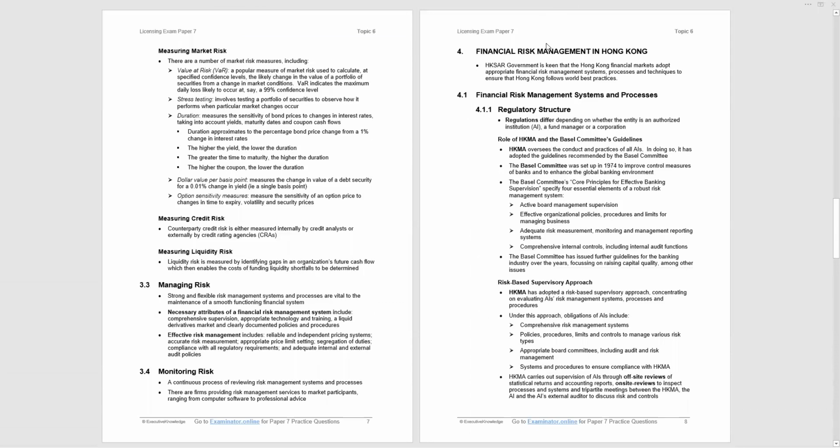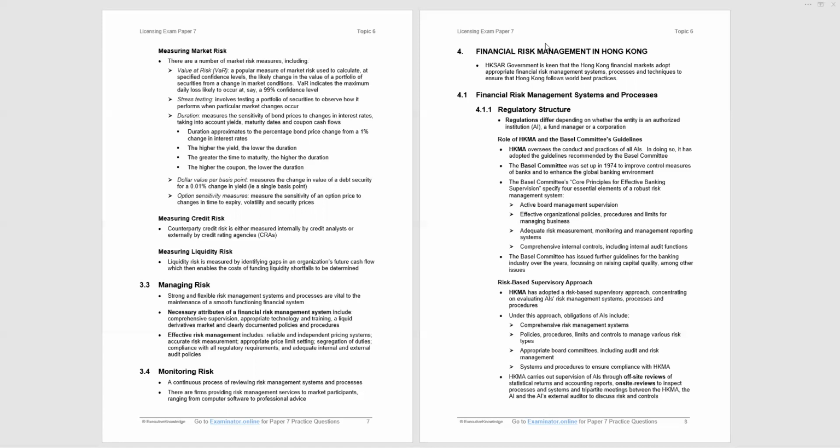So, measuring market risk. There are a number of market risk measures. Be aware of these. We have value at risk, stress testing, duration, dollar value per basis point, and option sensitivity measures. Now, we provided the notes on each of these. The one that I'll just spend a bit of time on is duration. Duration is to do with fixed income securities, bond prices. And duration measures the sensitivity of the bond price to changes in interest rates, taking into account the bond's yield, maturity date, and coupon cash flows.